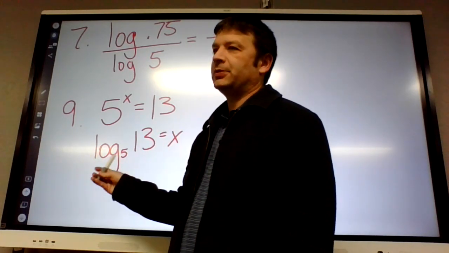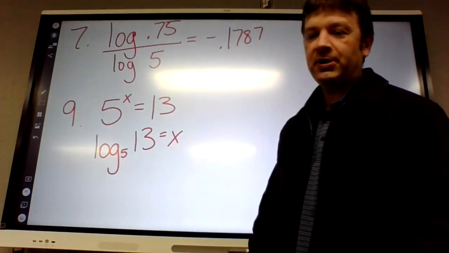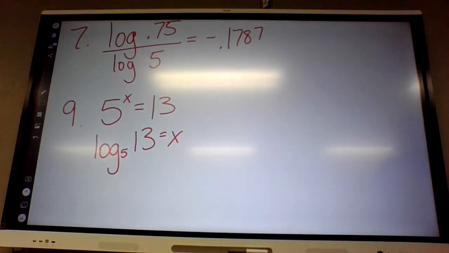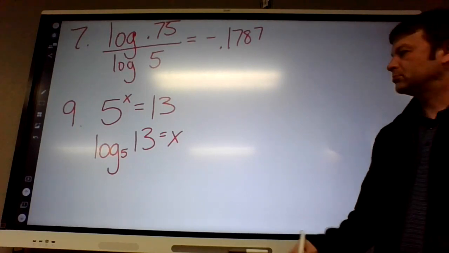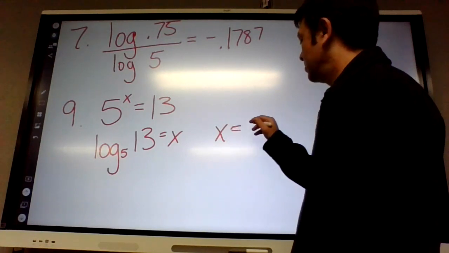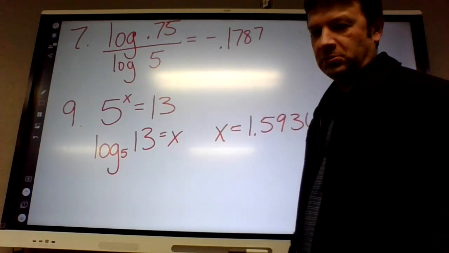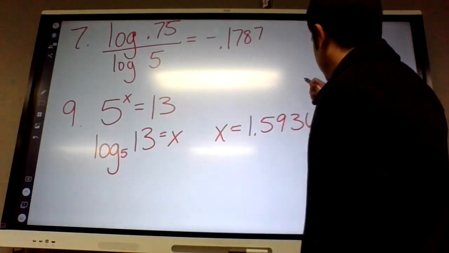So all you have to do is plug that in. 1.5, I think we're still rounding to the 10,000th. Okay, so 1.5936. Number 7.